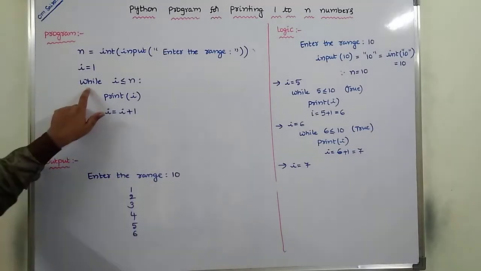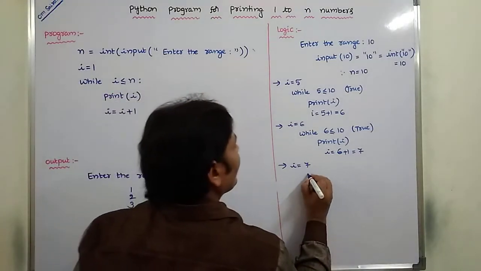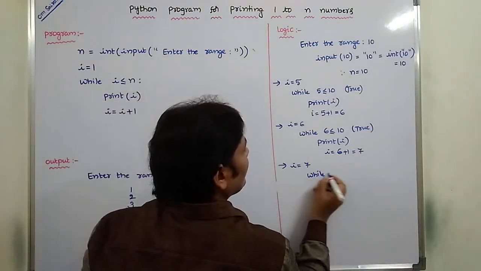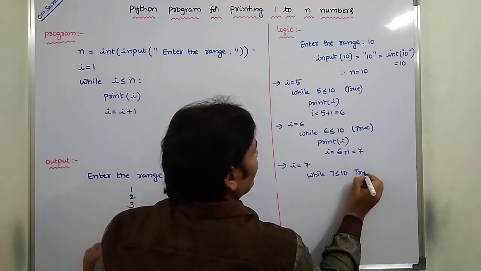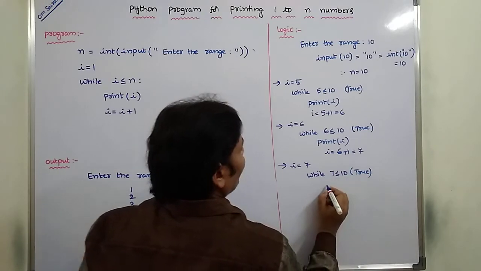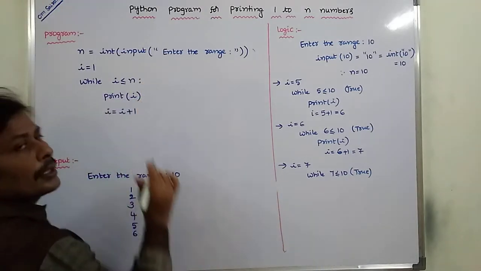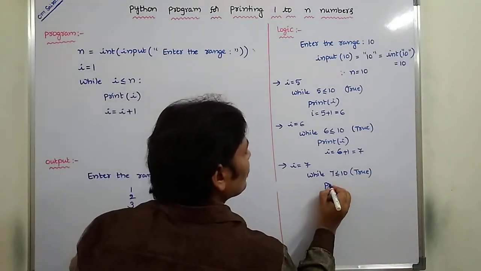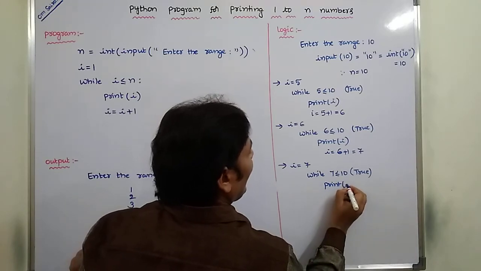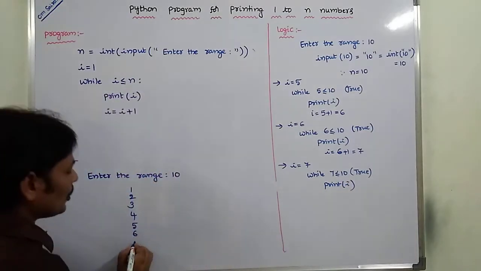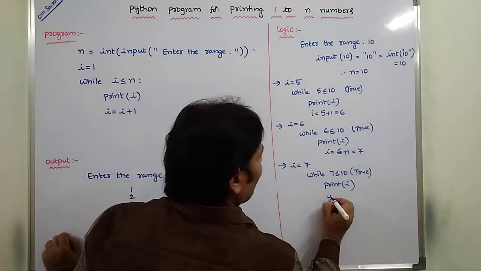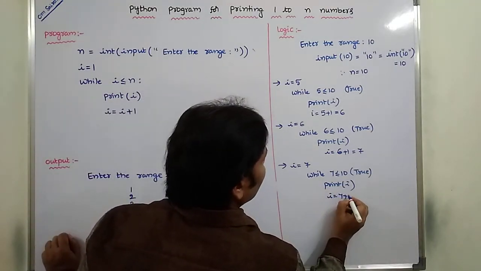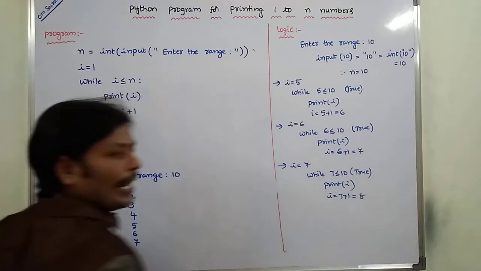Okay. Next, while I less than or equal to n. So while I value 7, 7 less than or equal to 10, that condition is true. If the condition is true, the control goes to the body of the loop. So print of I. So now I value is 7, 7 is printed. Okay. Next, I is equal to I plus 1. 7 plus 1, that is 8.